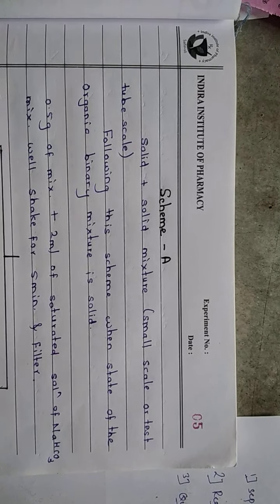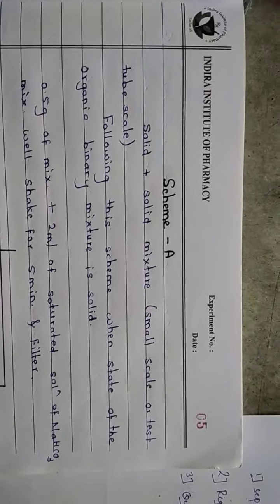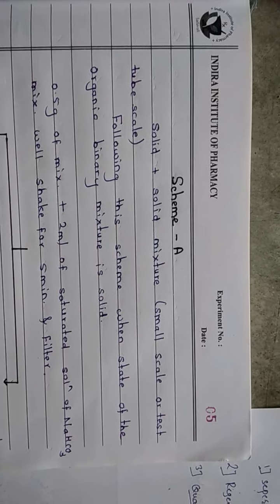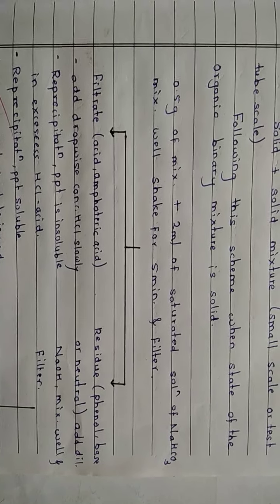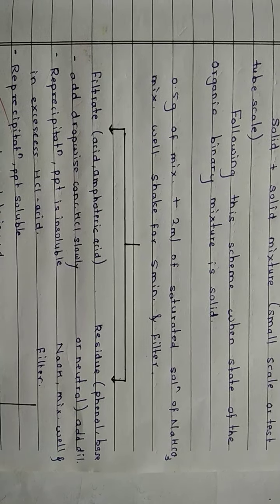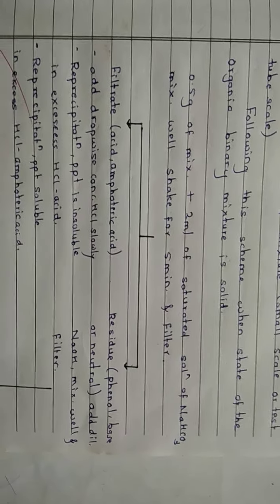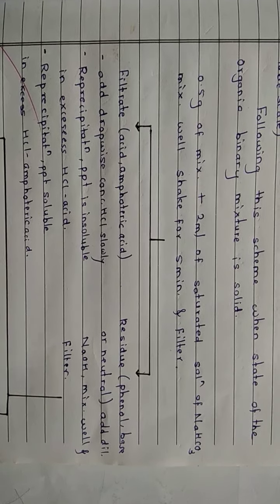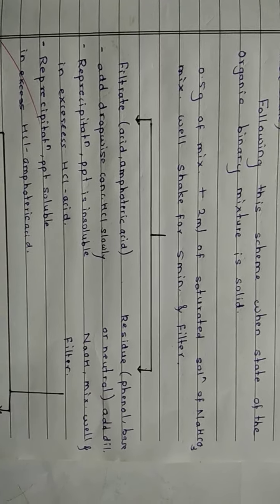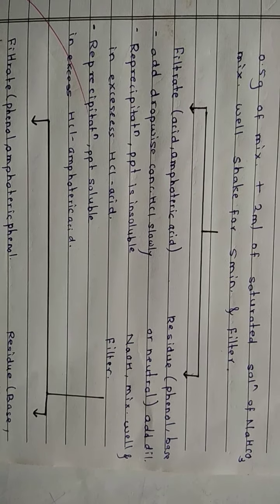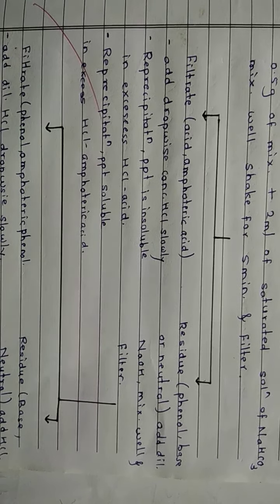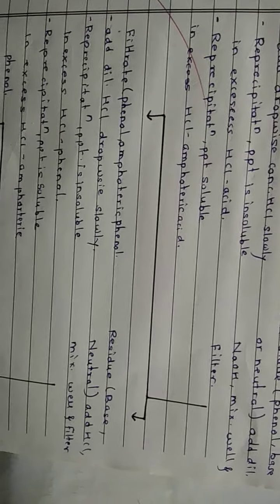Okay, the next part is regarding the actual practical that you have to perform. There are different schemes for the separation and identification of the mixture. Scheme A is regarding the solid mixture. So how can you separate two solids? You have to take the mixture, add sodium carbonate solution, mix well, shake for 5 minutes and filter. If a residue is present, then it may be phenol, base or neutral. If acid is present, then you add HCl, a precipitate will form, then filter again, and the filtrate may consist of your compound.